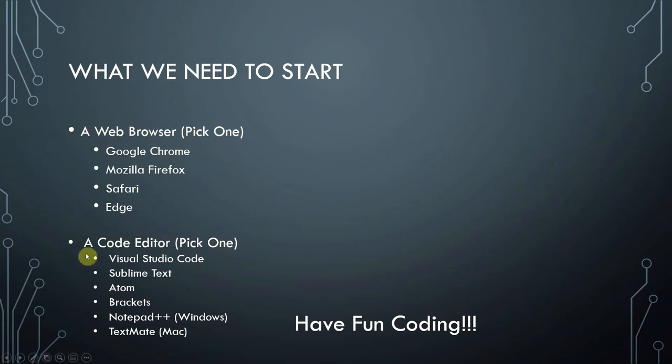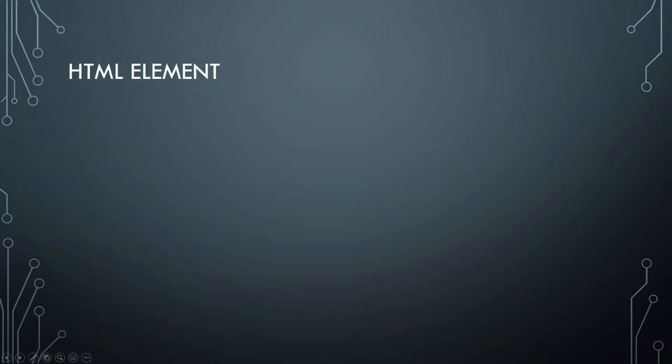And a code editor, so pick one. There's like so many code editors, but I'm going to use Visual Studio Code. That's like the best one. It has a terminal in it. We don't need that. That's just for back-end development. Right now we're doing front-end development. So you could use Sublime Text, Atom, Brackets, or Notepad++ on Windows and TextMate on Mac, but Visual Studio Code is the recommended one.